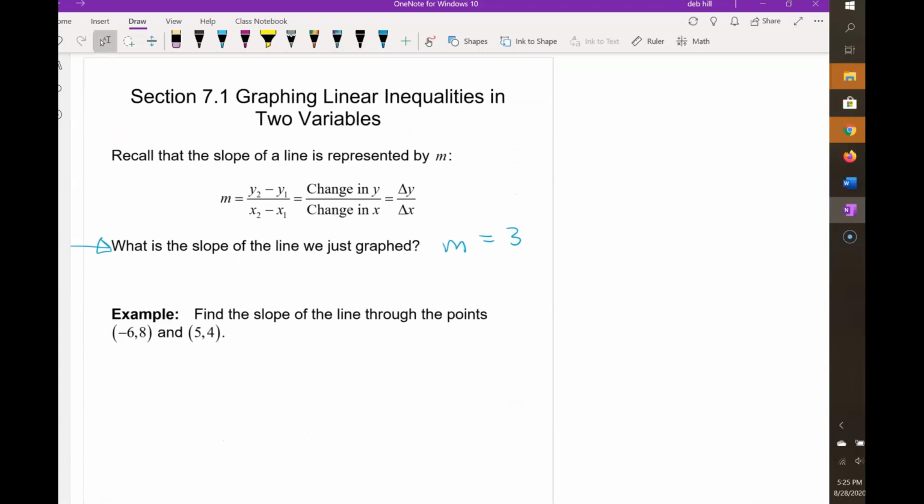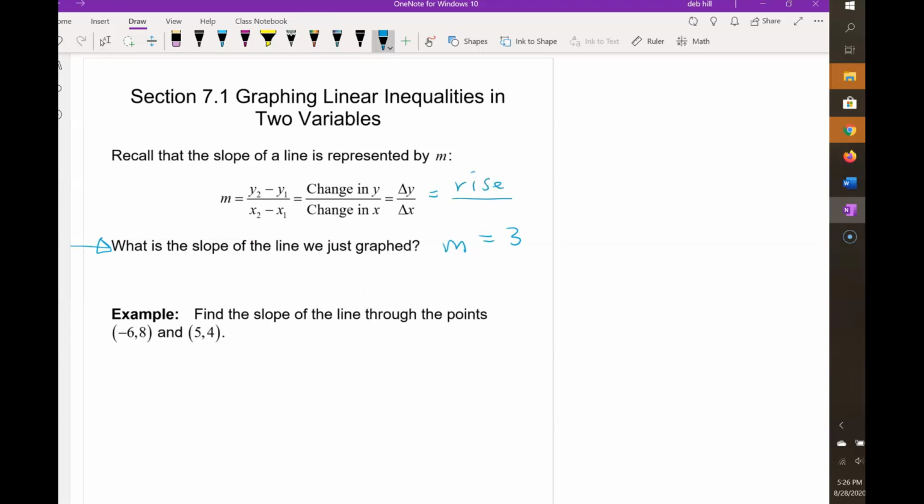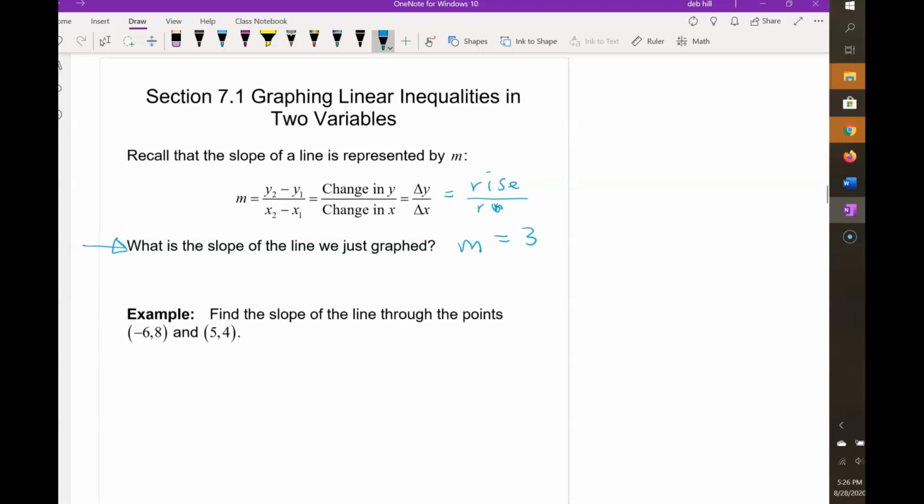So remember, there's a formula for calculating the slope if you know 2 points that are on the line. It's the second y-coordinate minus the first y-coordinate in the numerator, divided by the second x-coordinate minus the first x-coordinate. So in words, that's the change in y over the change in x. You'll also see it written delta y over delta x. And most of you have probably heard the words rise over run, which is another common way of talking about the slope.